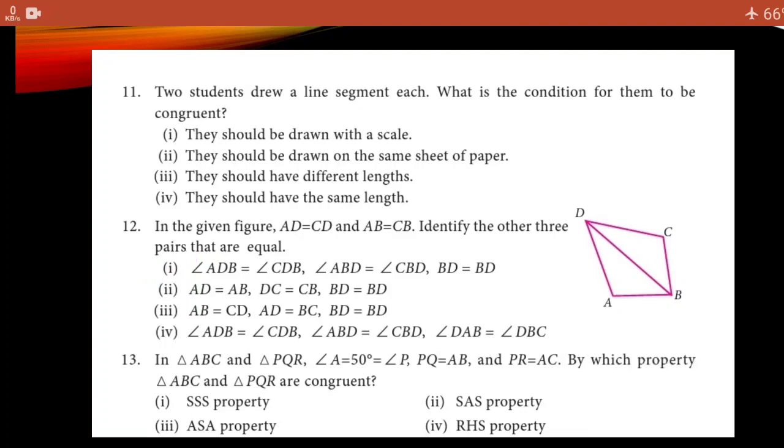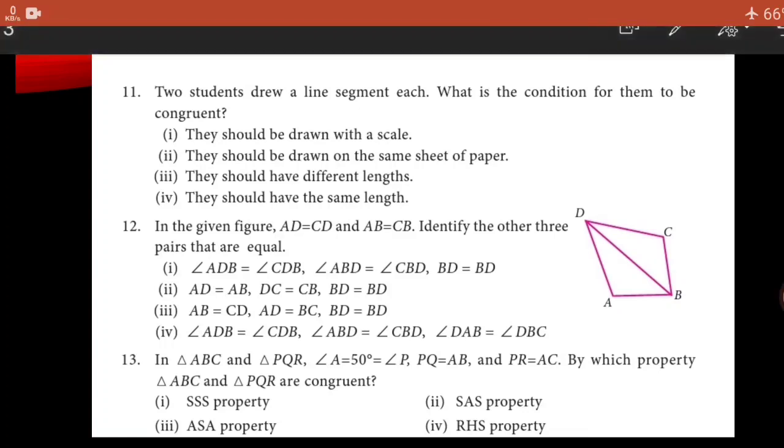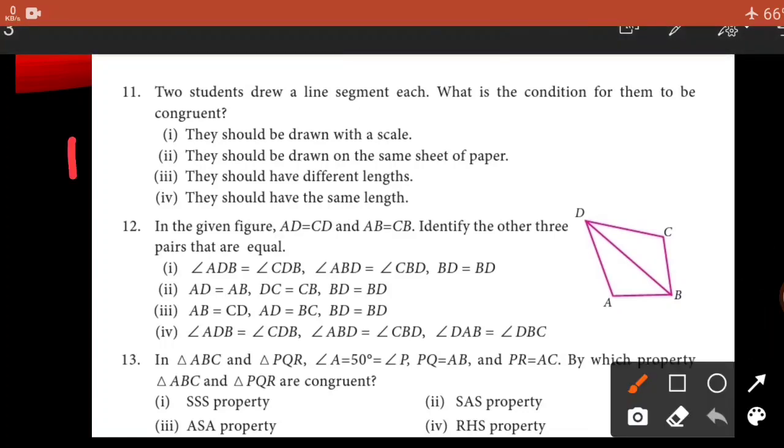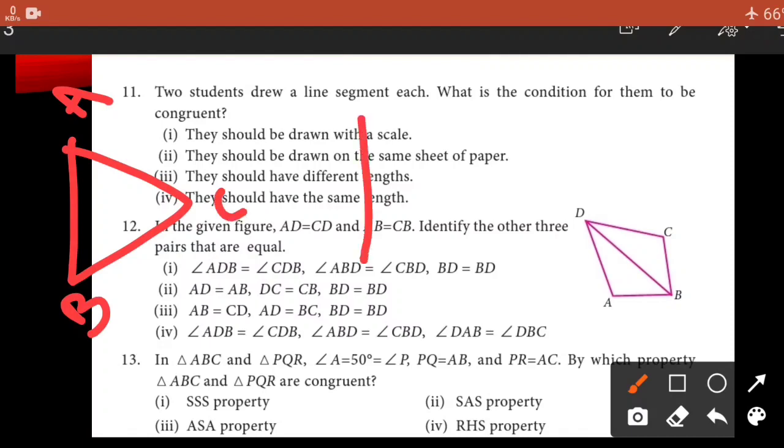So last one, in triangle ABC and triangle PQR, angle A is equal to 50 degree. Angle P is also equal to 50 degree. Okay. So PQ equal to AB and PR equal to AC. By which rule are triangle ABC and triangle PQR congruent? Okay, here I am going to draw the triangles. So let me draw it here. Triangle ABC, and this is one triangle PQR.